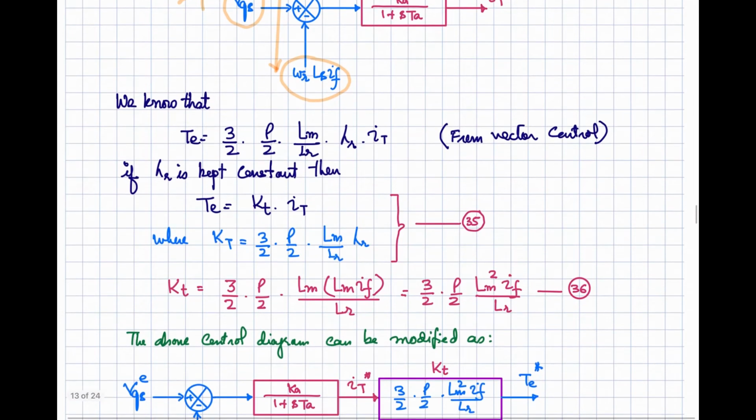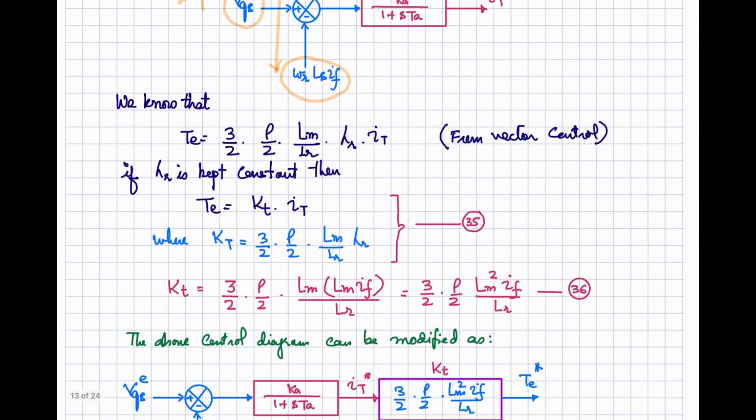So now using this Kt that we have defined, we can also represent this equation by using the other definitions that we have already established, that lambda r is equal to Lm into If. So you can represent your Kt like this.